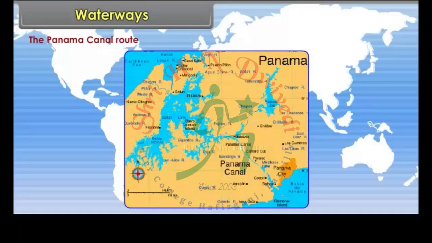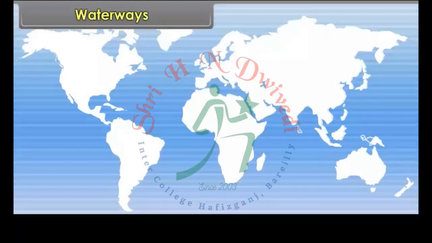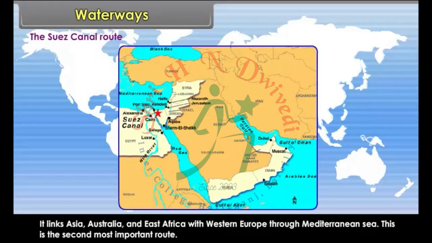The Panama Canal route. The Panama Canal route connects Pacific Ocean with Atlantic Ocean. This route connects Eastern America with Western America. The Suez Canal route. It links Asia, Australia and East Africa with Western Europe through Mediterranean Sea. This is the second most important route.